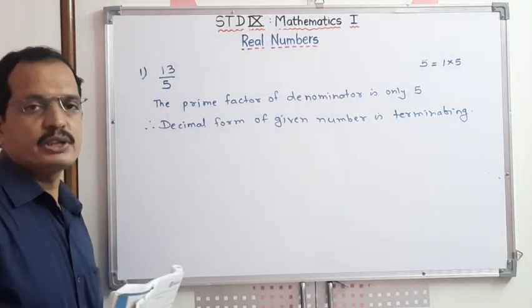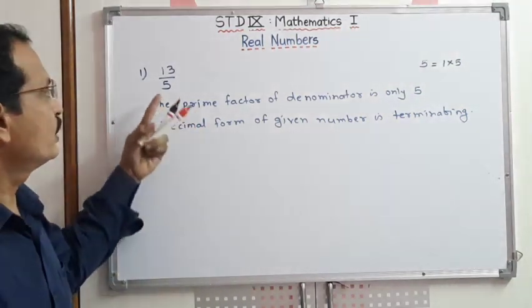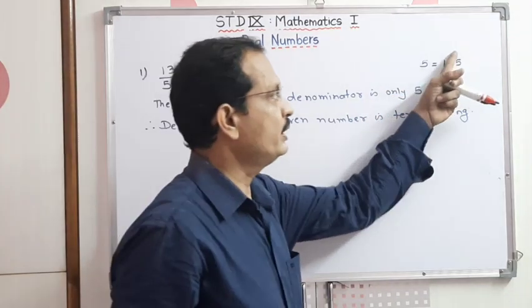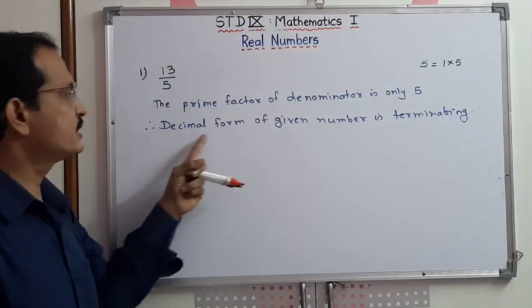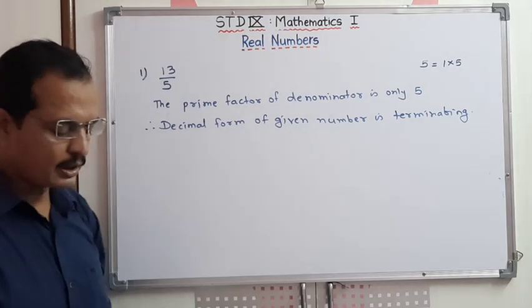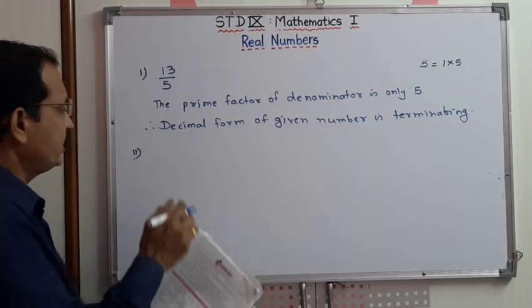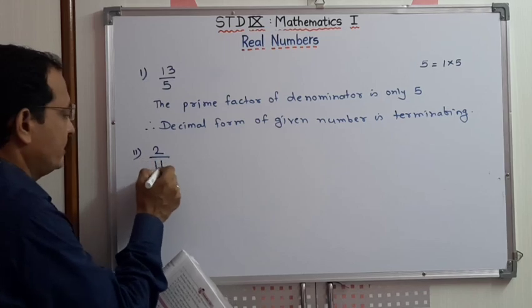Just we have to see the prime factors of denominator. Here the prime factor of denominator is 1 and 5. It is 5. Therefore the decimal form of given number is terminating. Let's see the second one. In that second one it is 2 upon 11.